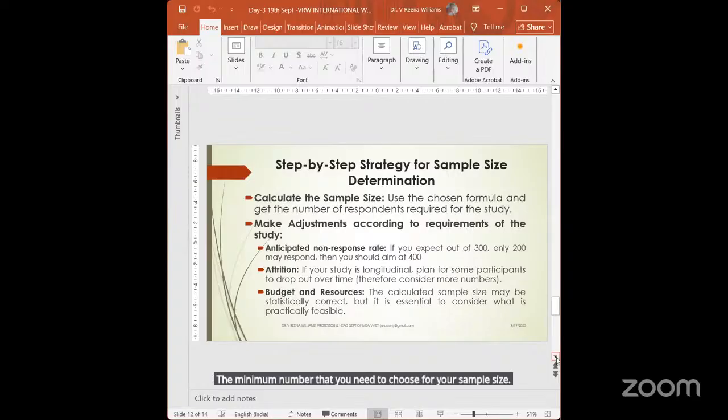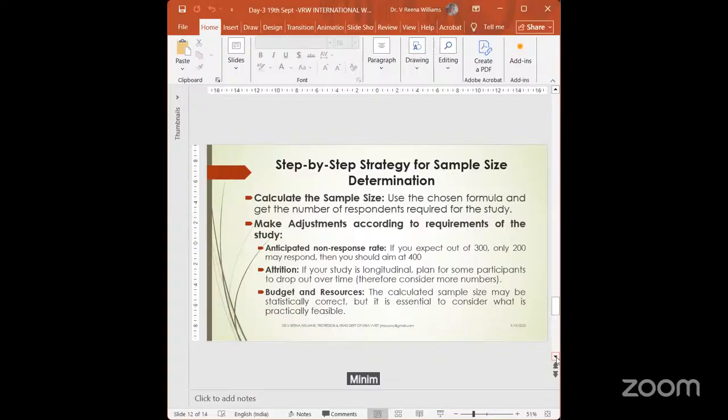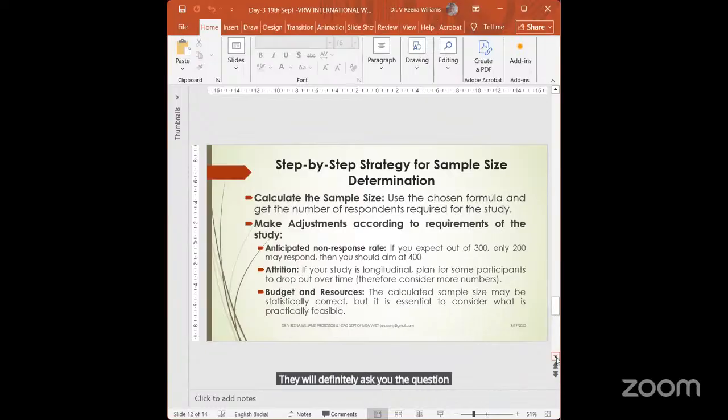Let me also mention here at this point that if you take less than the minimum number which I showed you, which is calculated and shown, then the study is not considered to be accurate. So when you're making a presentation in front of your research guide or the panel, they will definitely ask you the question: on what basis did you choose this sample size. So if you have this justification, it helps.